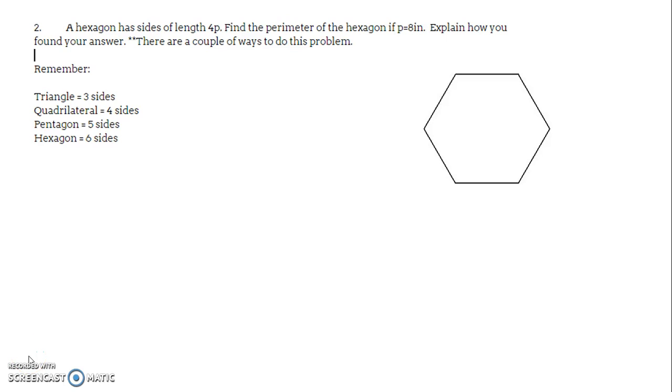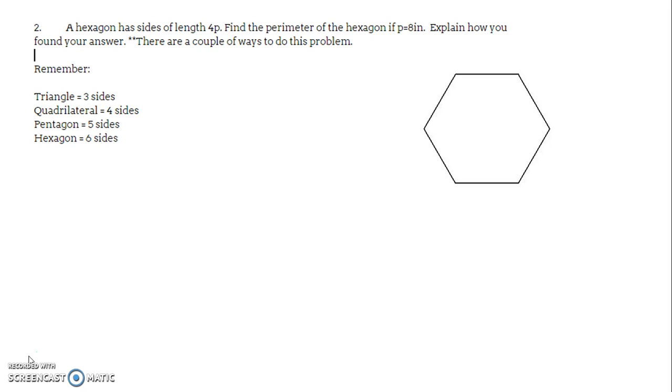This video is to help you with number 2 on CR Helper number 26. Ms. Connor gives an example. She says a hexagon has a side length of 4p. So each of the sides of the hexagon has the same length. It's called a regular hexagon.